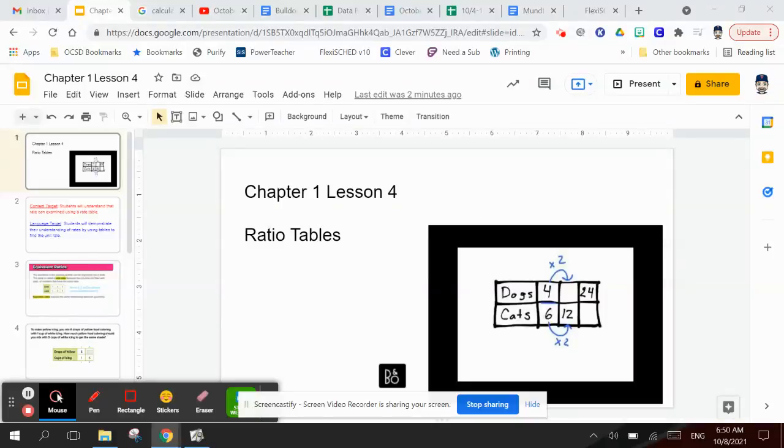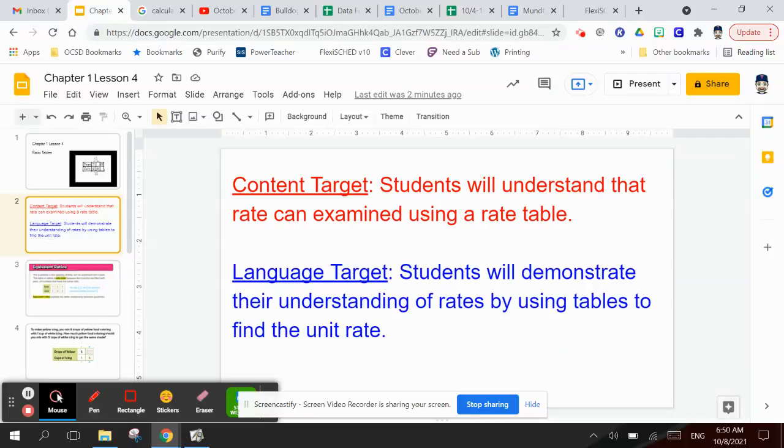Chapter 1, Lesson 4, Ratio Tables. Our content and language target today. Content: students will be able to understand that rate can be examined using a rate table. How they'll do that today is our language target. Students will demonstrate their understanding of rates by using rate tables to find the unit rate.